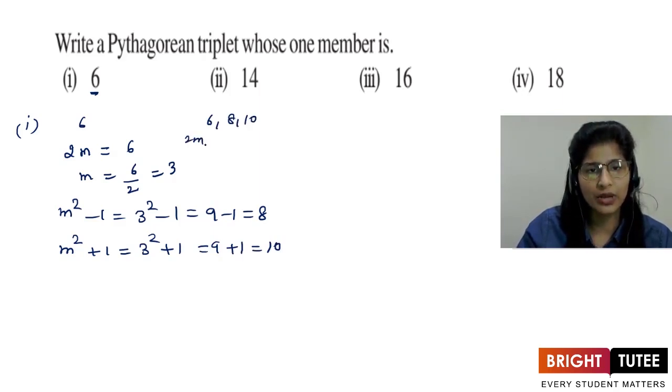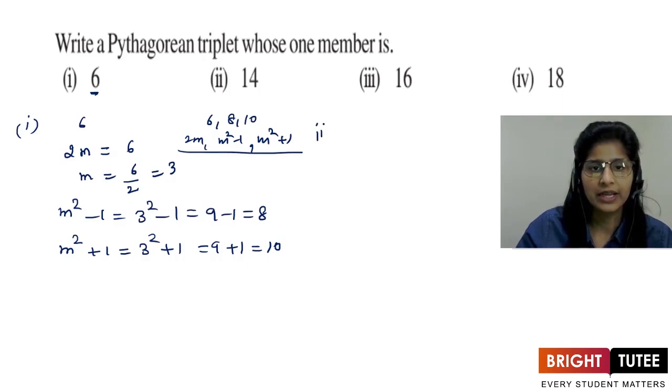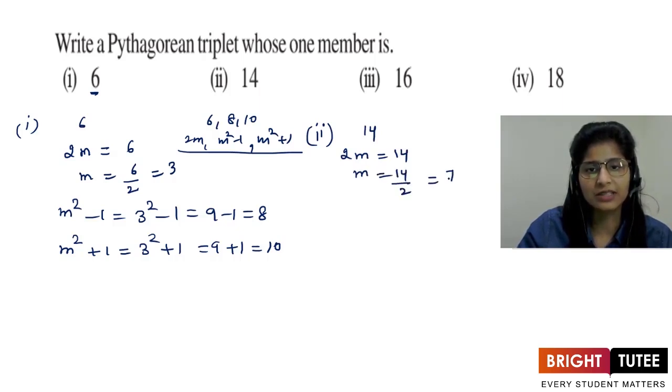So this is 2m. This is m square minus 1. This is m square plus 1. These are the three Pythagorean triplets that we have to calculate. If we know any one of them, we can find the other two. Let's solve the second part. In the second part, we are given 14. So keeping 2m equal to 14, m will be equal to 14 upon 2, that gives us 7. So yes, 7 is an integer.